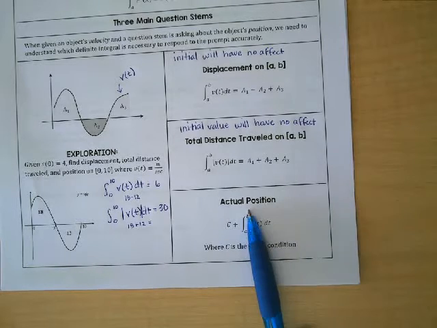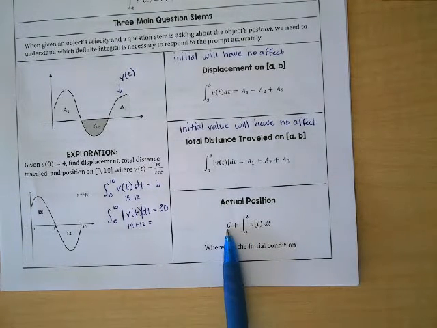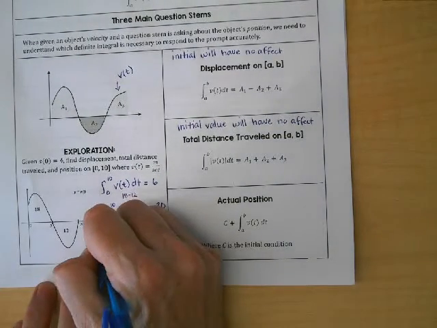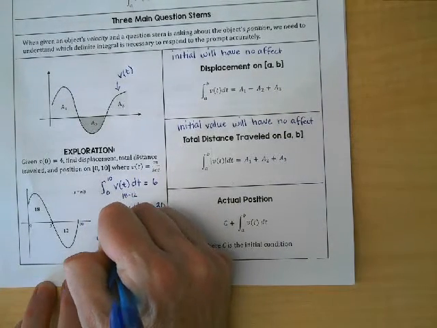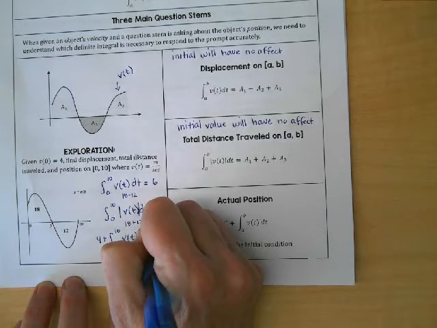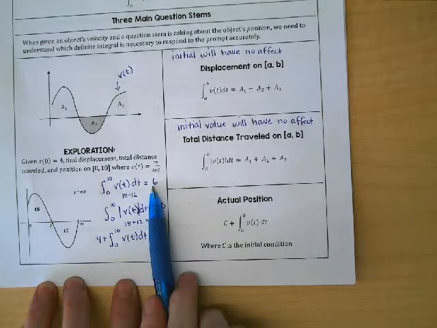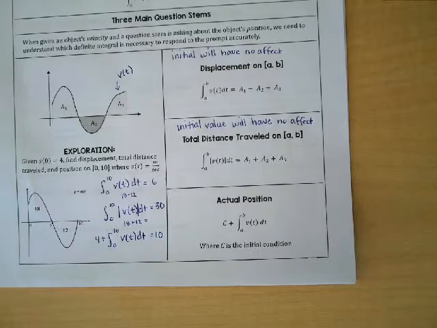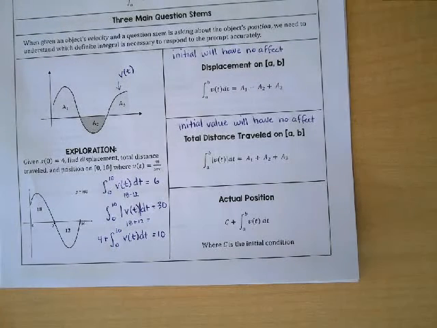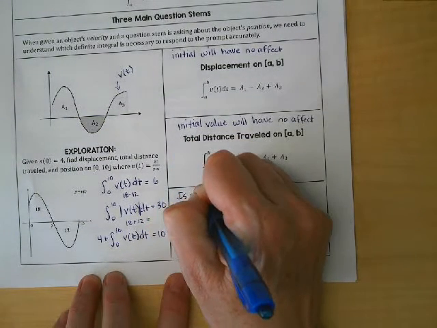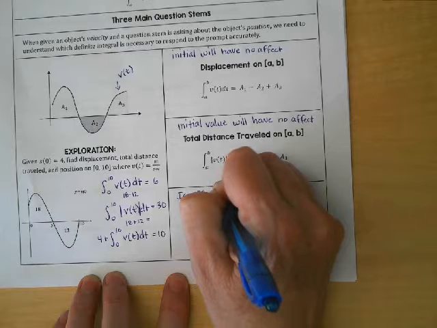Now we want the actual position. So we're going to take into account our initial value, which told us that S of 0 was 4. So we're going to go 4 plus the integral from 0 to 10 of V of t dt, which we just found right up there as 6. So if we were on a number line, we would be at 10 when we get to that spot right there. This one is affected by the initial value, and we can see that because it's in the formula.